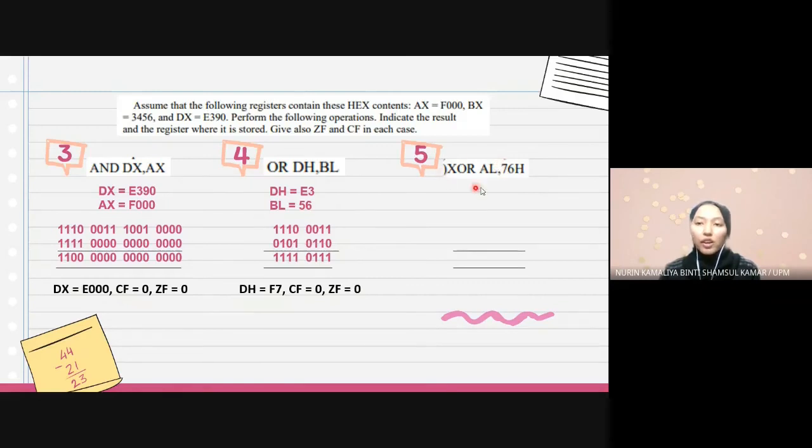Alright, for the fifth question, XOR AL, 76. So how can you get AL? You can get AL from the AX. So the AL is 00. So XOR 00 with 76. I'll give you 30 seconds to complete the question.